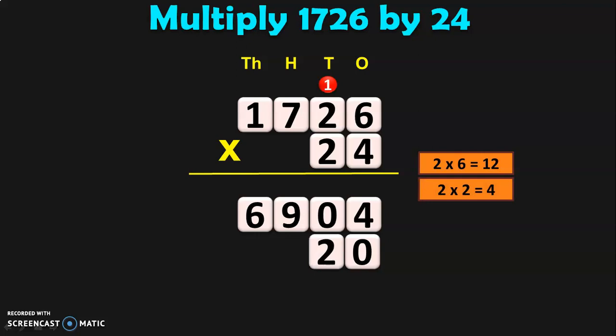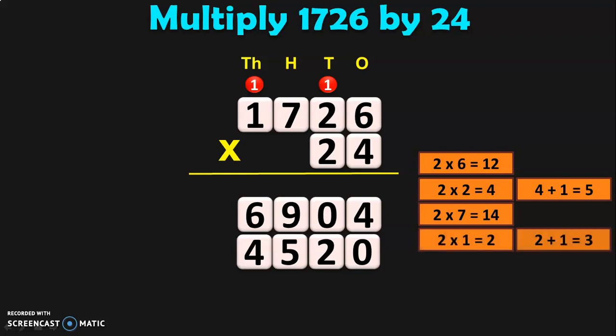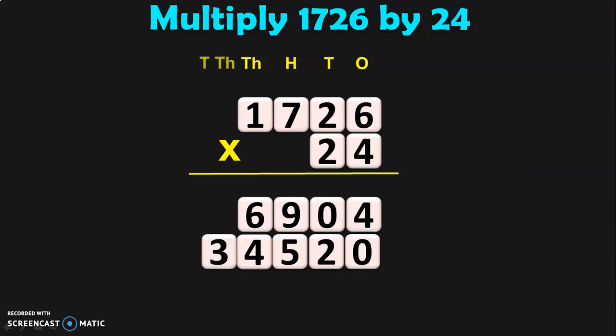Next 2 into 2 is 4. 4 plus 1 is 5. Next 2 into 7 is 14. So 4 will be retained in the thousands place and 1 will be taken as a carryover. Next 2 into 1 is equal to 2. 2 plus 1 is equal to 3. So that 3 will be going into the new place value 10,000.